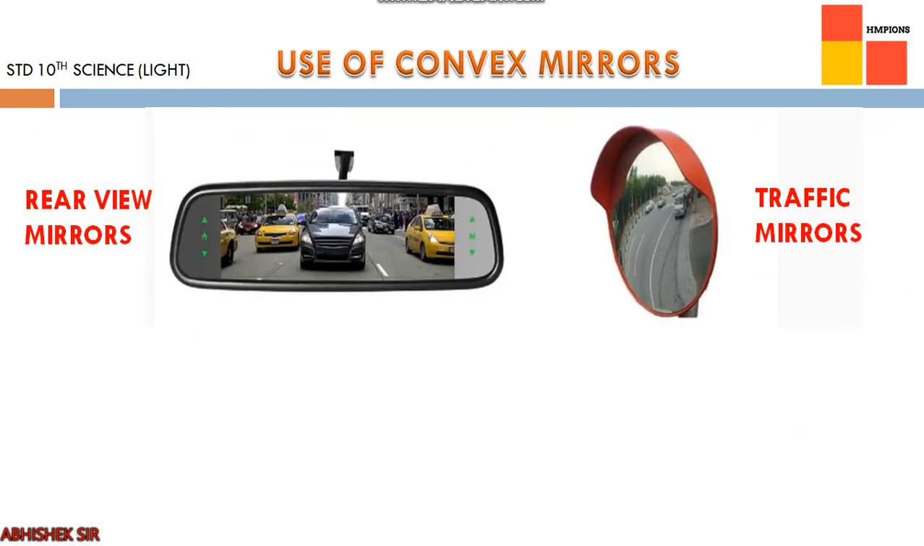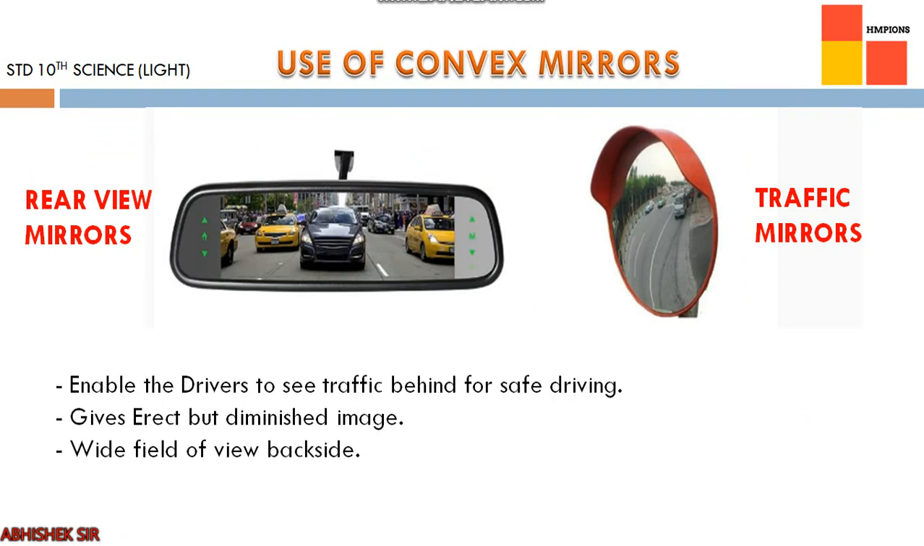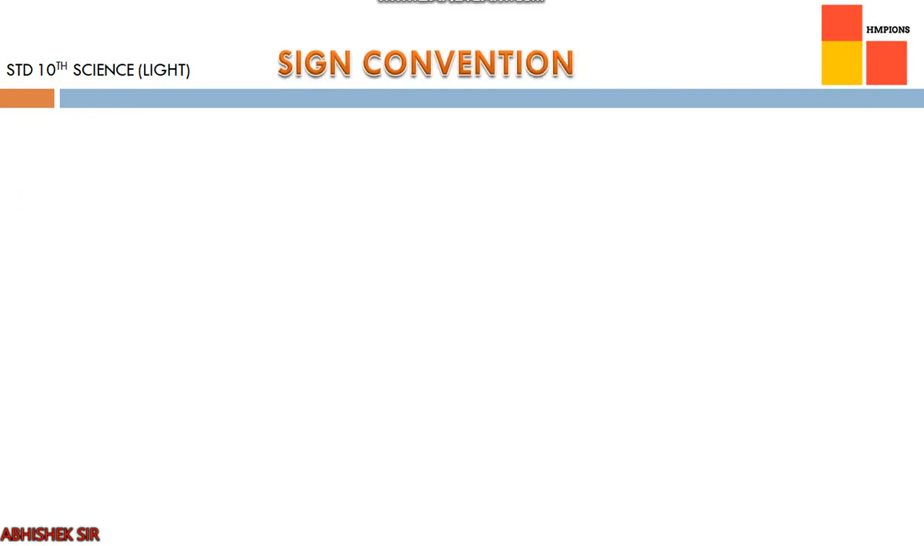Next, use of convex mirror. They are used as rear view mirrors and traffic mirrors. Rear view mirrors have a very big advantage, that it enables the drivers to see the traffic behind. So that is how driving becomes very safe. It gives an erect but a little bit diminished image so that we can have a wide field of view backside to avoid accidents. Moving on to the next topic, that is sign convention.